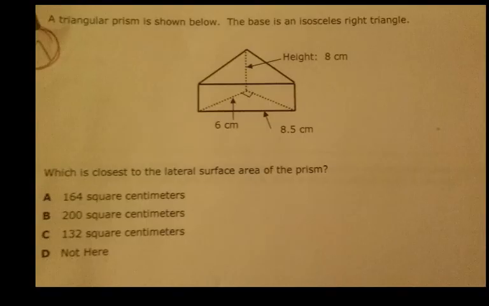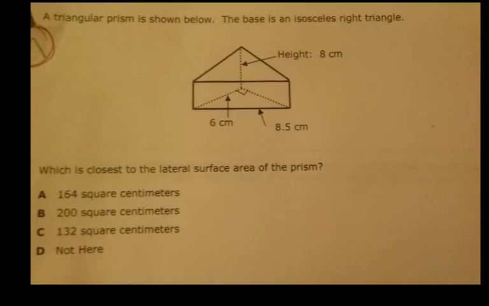Number 7 says a triangular prism is shown below. The base is an isosceles right triangle. Remember, isosceles means that 2 sides are equal. And of course, right triangle would mean there's a right angle in it. It says which is closest to the lateral surface area of the prism. Make sure when you use your formula chart, you look for the lateral and not the total.